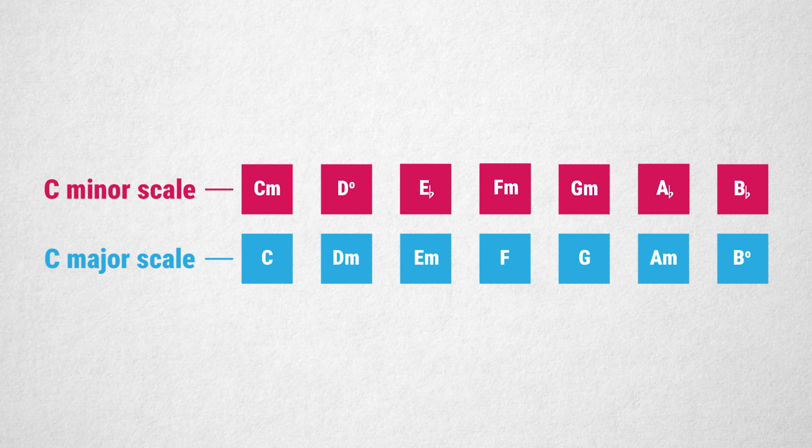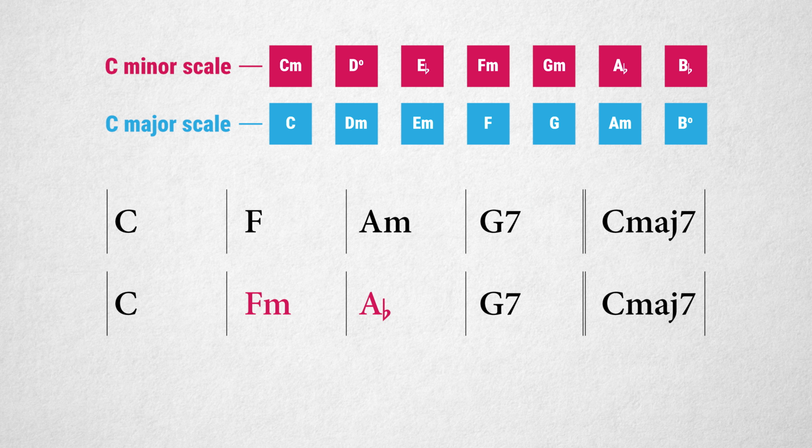See, when we do a modal interchange, we borrow chords from another mode, and most likely the Aeolian mode, which is the minor scale. So in C major, we borrow chords from the C minor scale. Instead of playing C major, F major, A minor, G dominant 7, C major 7, we could play C major, F minor, A flat major, G dominant 7, C major 7.